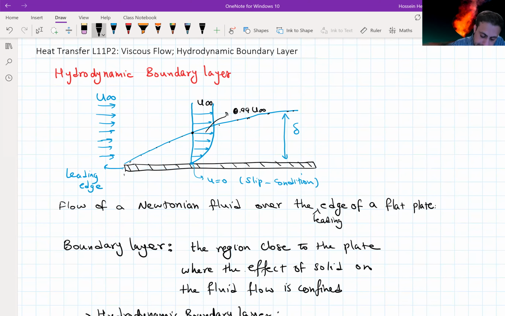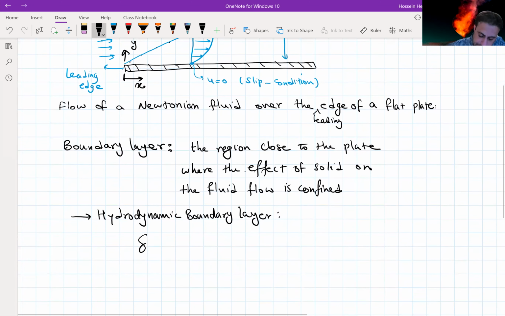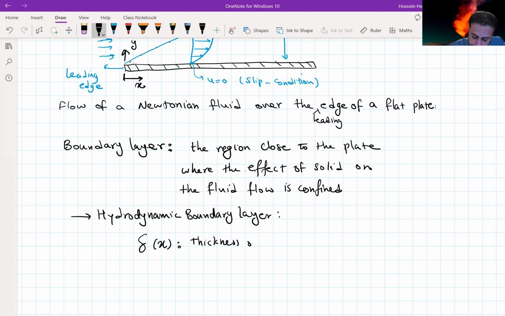Delta is a function of x. If we define this one as the x-axis and this as the y-axis, delta is a function of x, and delta shows the thickness of this hydrodynamic boundary layer. This thickness starts from y equal to 0, where velocity is 0, to the y where velocity is 0.99 of u infinity.